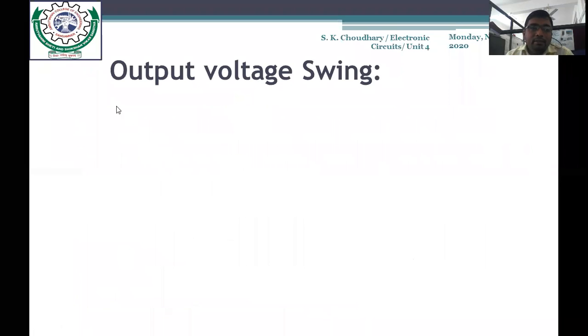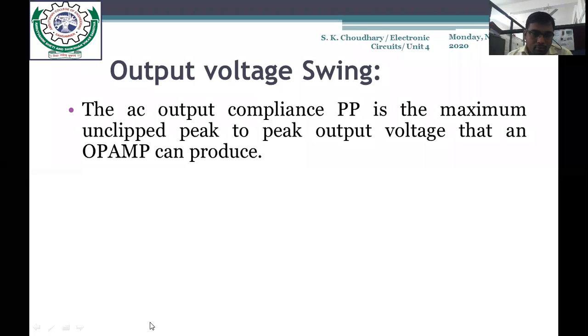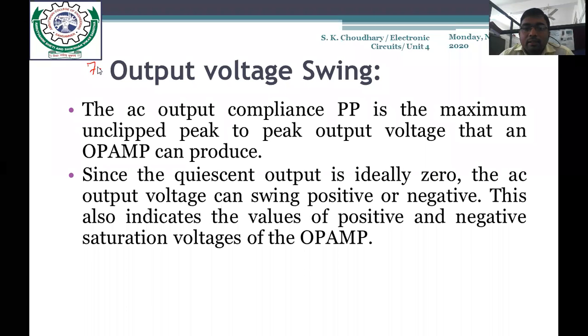The seventh parameter is output swing. The output voltage swing, the AC output compliance PP, that is peak to peak, is the maximum unclipped peak to peak output voltage that an op-amp can produce.